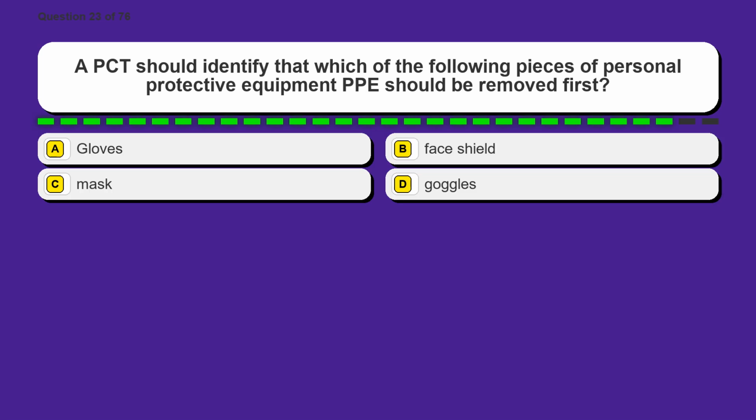Question 23. A PCT should identify that which of the following pieces of personal protective equipment, PPE, should be removed first? Option A, gloves. Option B, face shield. Option C, mask. Option D, goggles.